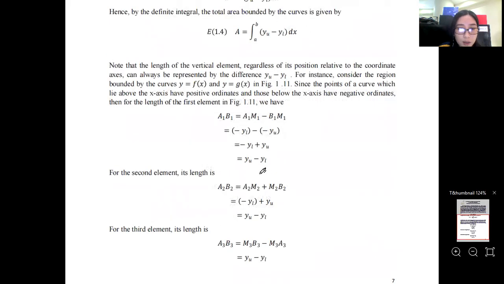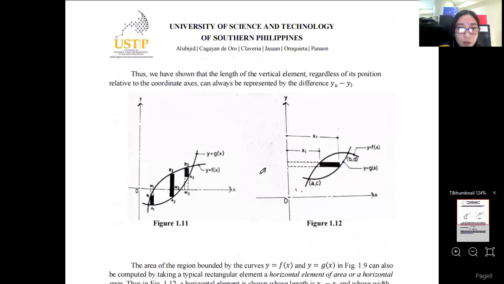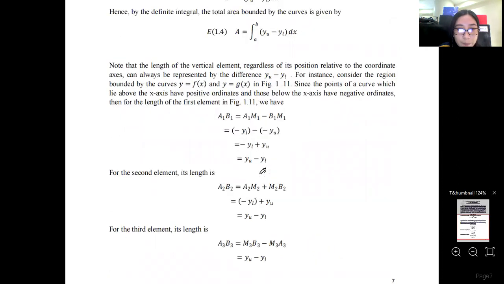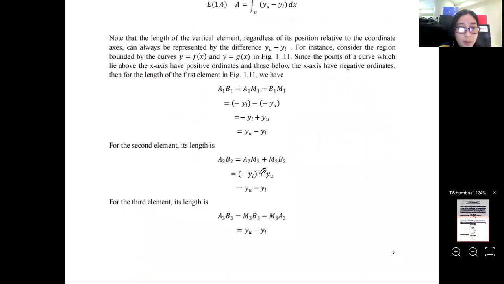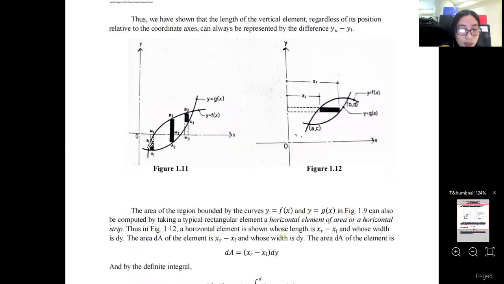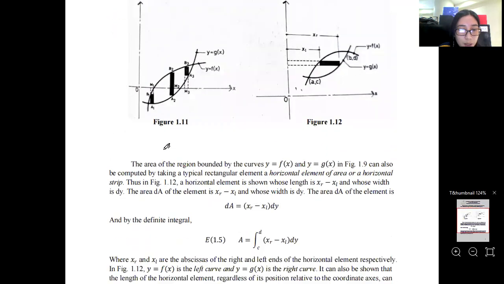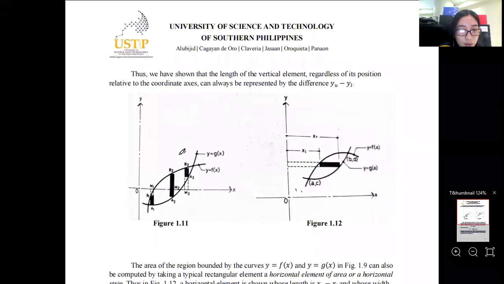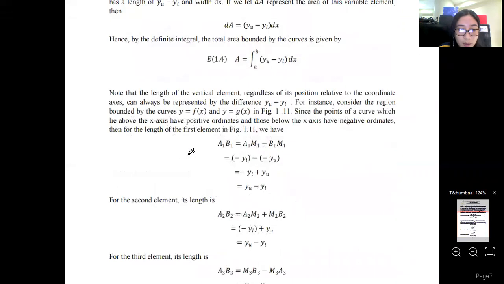Okay? So, for the first element, so we have A1, so B1 times M1.